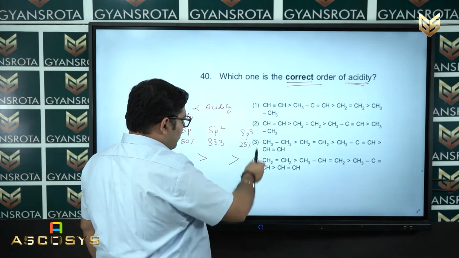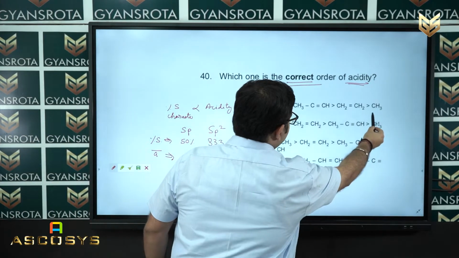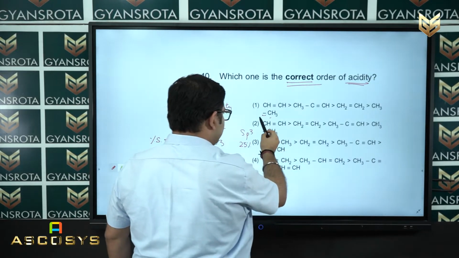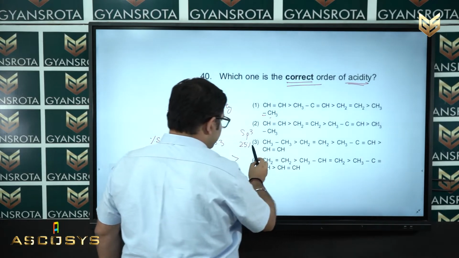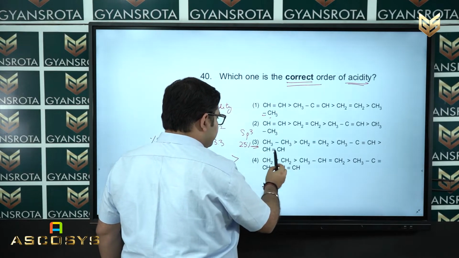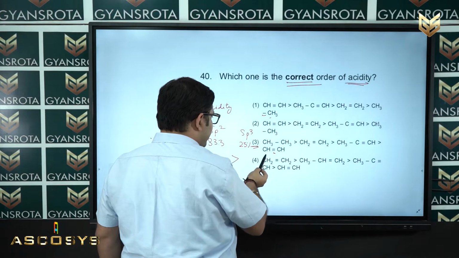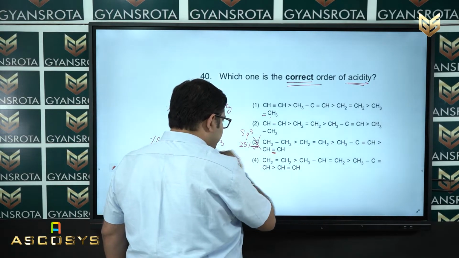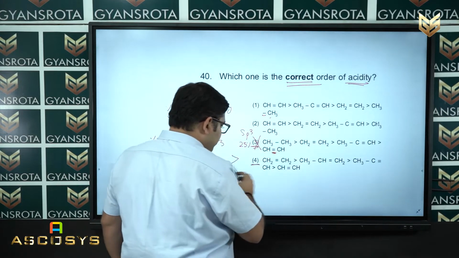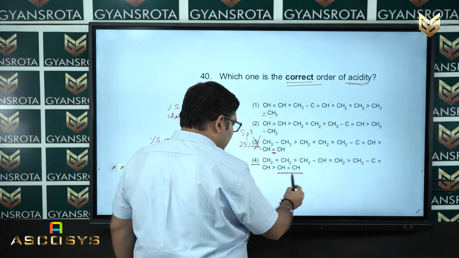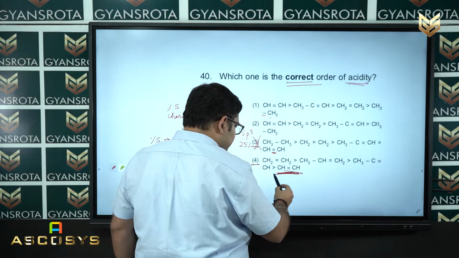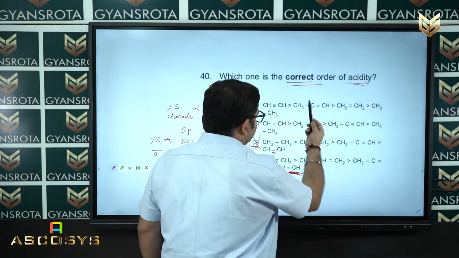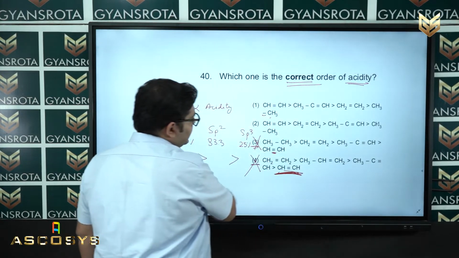In these options, this is your sp3, that is possible. In the back side, sp3, this option is also possible, but here it is sp. So, sp has the highest acidic strength, but in the options they are showing it as the lowest. So, option number 3 we can neglect. Now, in option number 4, this is your highest acidity, but there it is shown as lowest. So, option number 4 we can also neglect. So, we have only two options, option number 1 and option number 2.